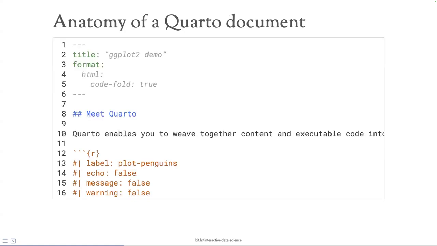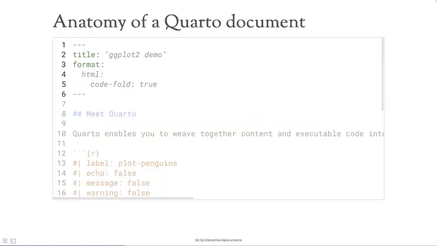So first, the anatomy of a Quarto document. A Quarto document has an extension QMD. The first part that we're going to talk about is what is called the YAML heading. It is denoted by these 3 dashes and then key value pairs within these dashes. The key, for example, can be title and the value is ggplot2 demo. And the YAML heading contains the metadata for your document. So in this case, it's saying I want to produce an HTML format.